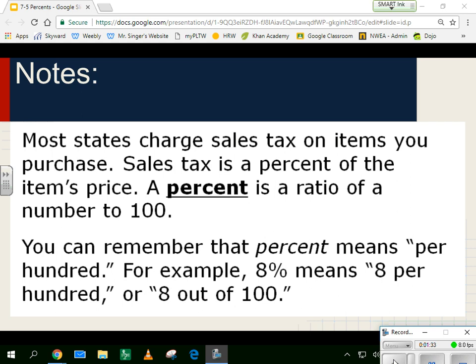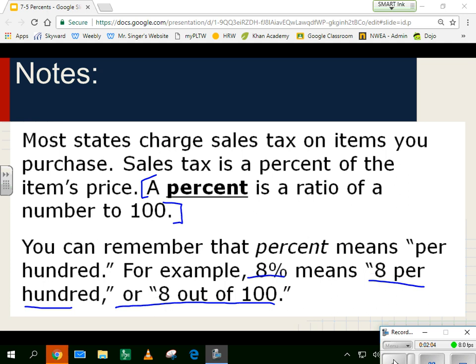So the first definition I want us to talk about is the word percent. Percent is a ratio of a number to 100. So anytime you have a percent, it means something out of 100. So the example we have here is 8%. That also means 8 per 100, or 8 out of 100. So I want you to write these down so you have a good example at the bottom, and also what the definition of percent is before moving on.